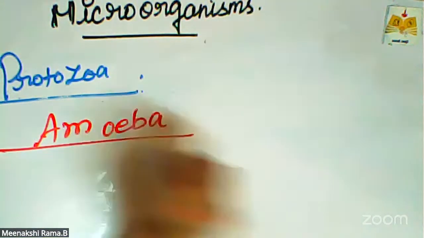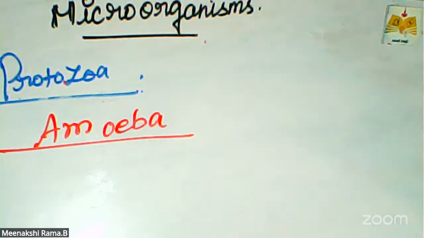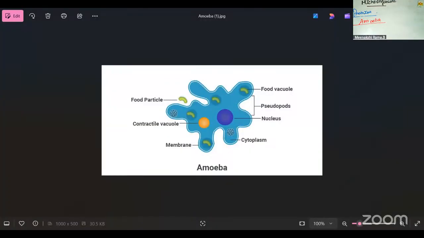Amoeba is the best example of protozoa. So this is the structure of amoeba. Yes, this kind of structure is for amoeba.